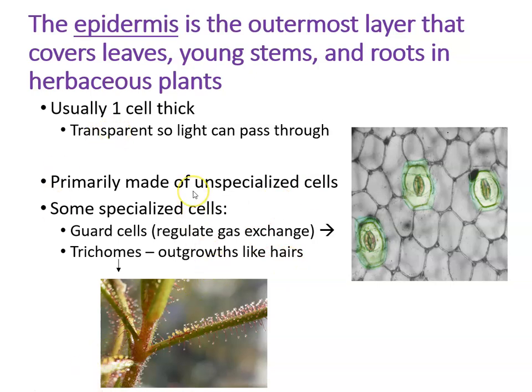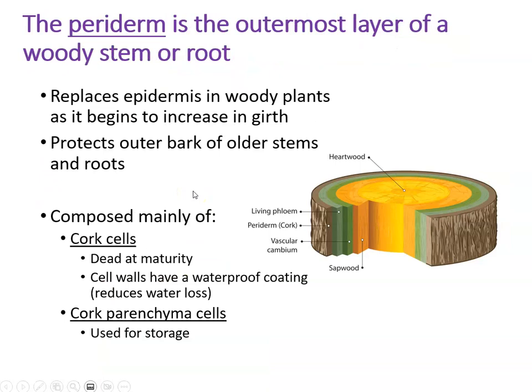Okay, so now let's switch our focus to the woody plants. Instead of having an epidermis, they have periderm. This is the outermost layer of a woody stem or root. And the periderm is pretty interesting because it contributes to the increase in the girth of a woody plant. What allows a tree to have a wider and wider trunk as it ages is the periderm and the different kinds of cells that comprise it.